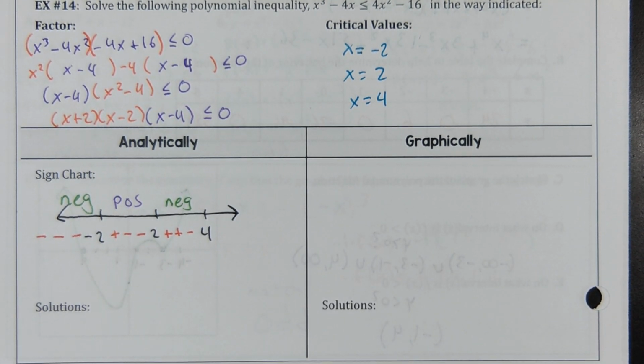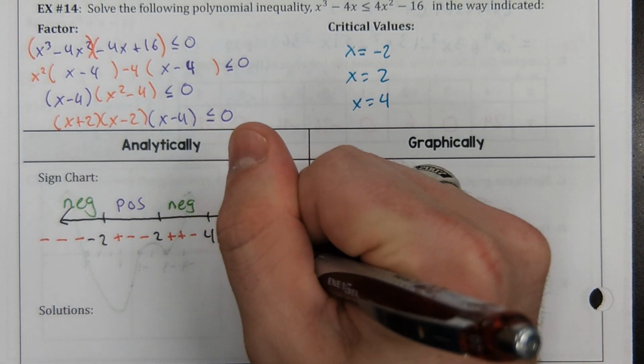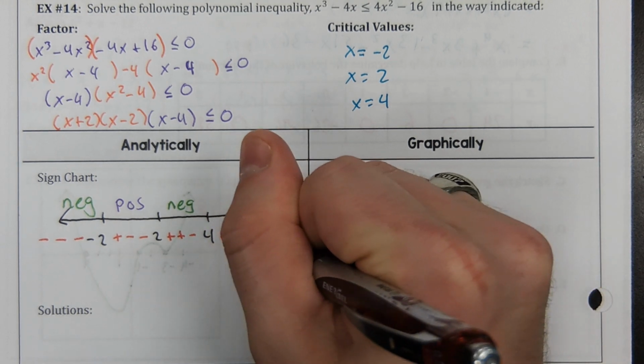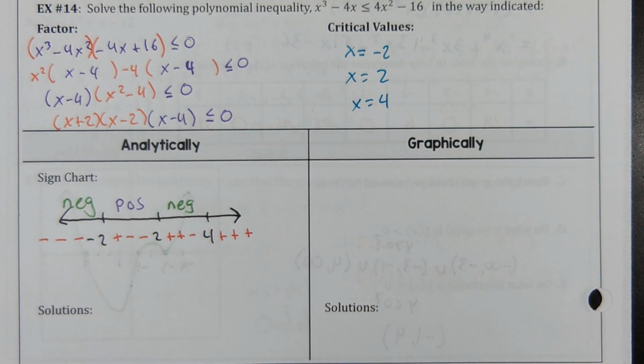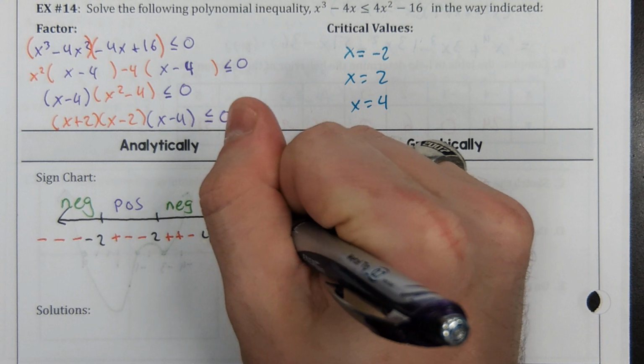And then lastly, any number to the right of 4 like 5. 5 feels good. 5 plus 2 is positive. 5 minus 2 is positive. 5 minus 4 is positive. The product of those 3 positive numbers gets you a positive result.